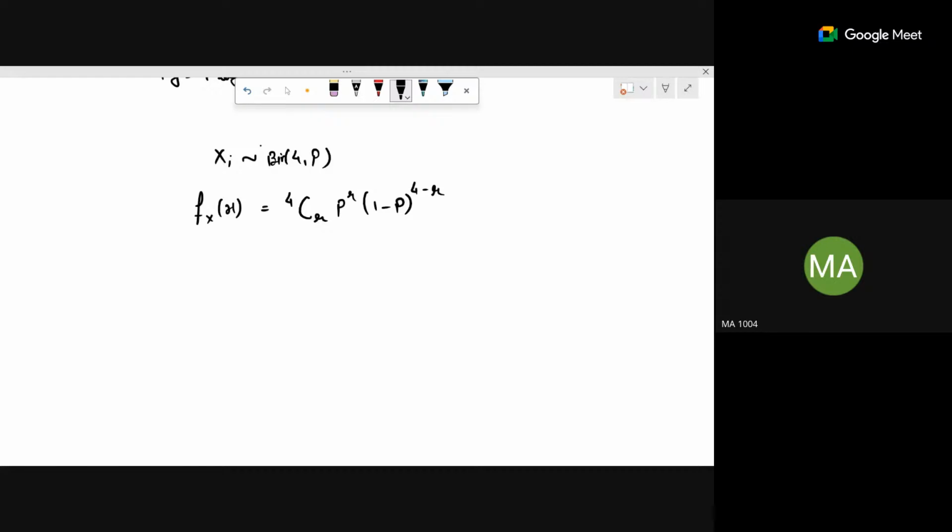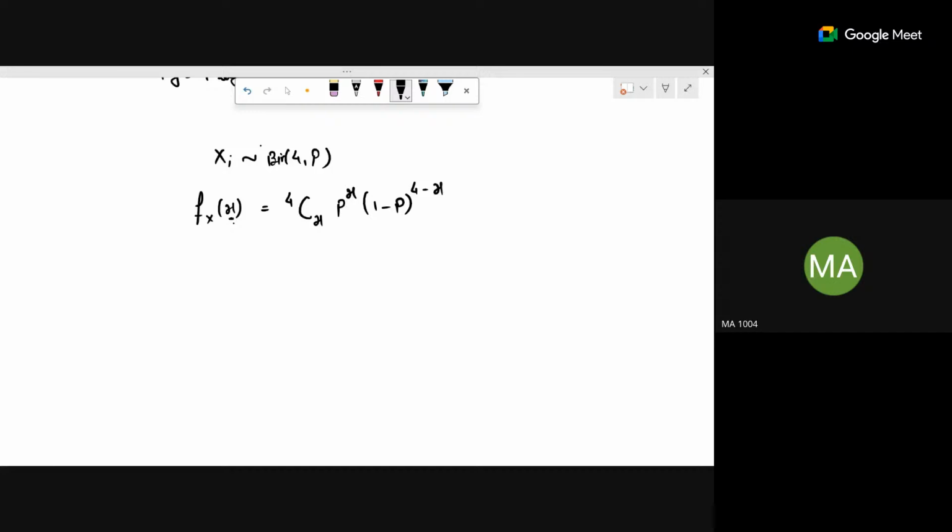And again, I have used x here, so I will replace this r with x. Fine. So a function in x, right? 4 minus x. Okay, fine. So this is our distribution function.